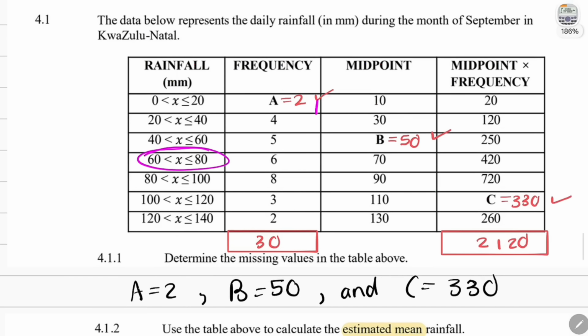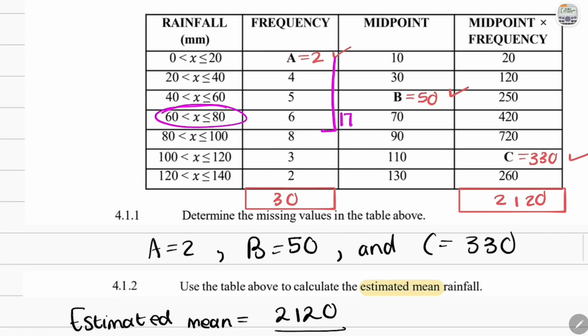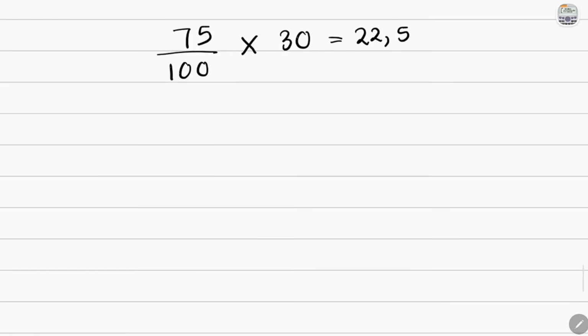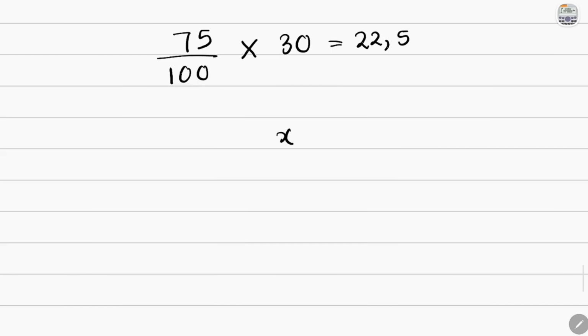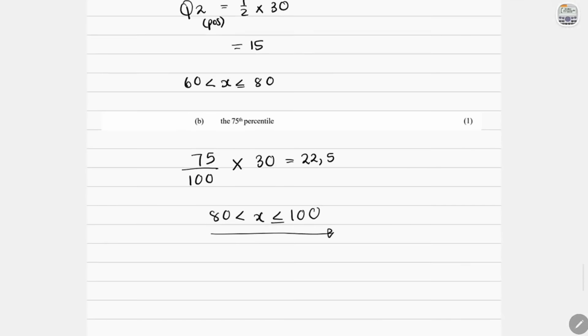We stopped here at position number 17, right? This was position number 17. Then go further, and where will position number 22.5 fall? So if you say plus 8 here, that makes 25. So it means position number 22.5 would fall into this class. So that is where we have that, where x is greater than 80, but less than or equal to 100. And that is the class interval.